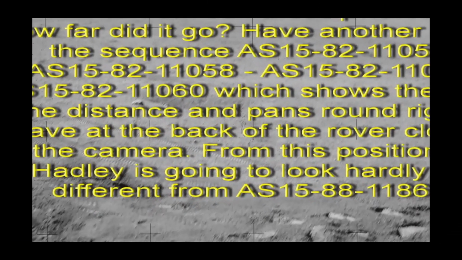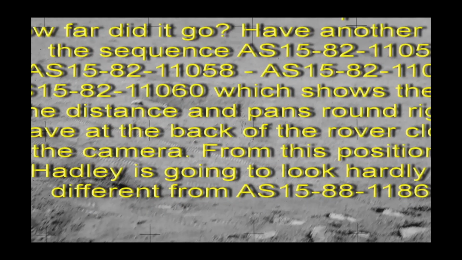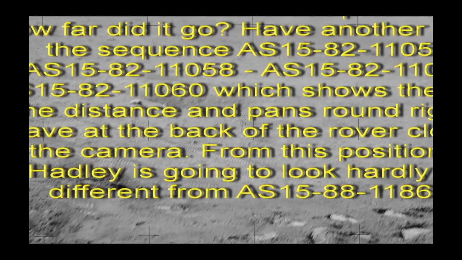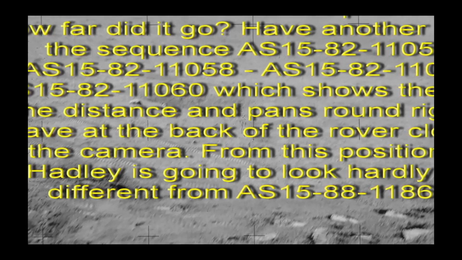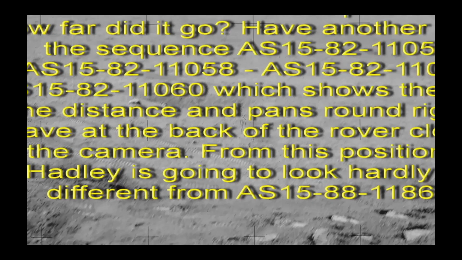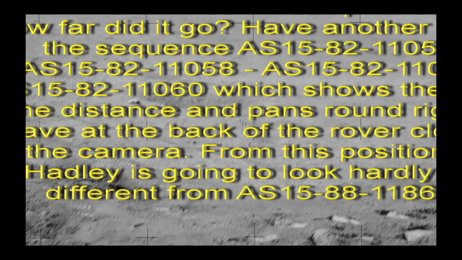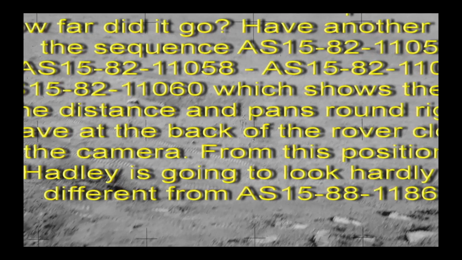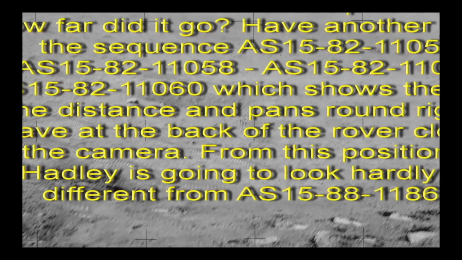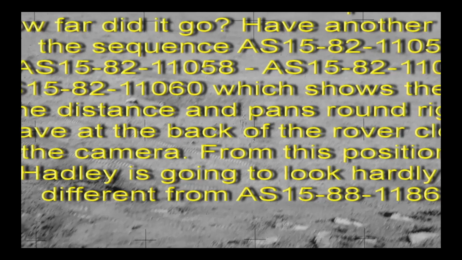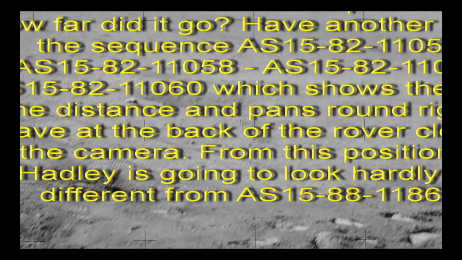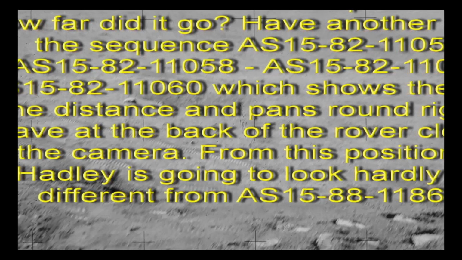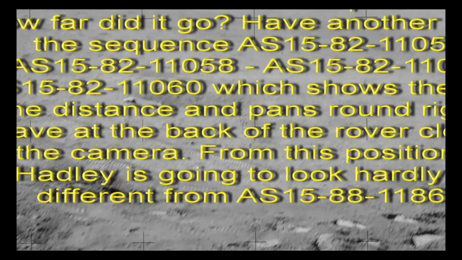Okay folks, let's take a look at the final part of this idiot's comment here, shall we? How far did it go? Excuse me idiot, we're not concerned how far the bloody rover went. We're talking about the LEM. Where did the LEM go and where did it come from? And then he goes on to say, have another look at the sequence AS15-82-11057, 11058, 11059, and 11060, which shows the LEM in the distance, and pans around to the right.